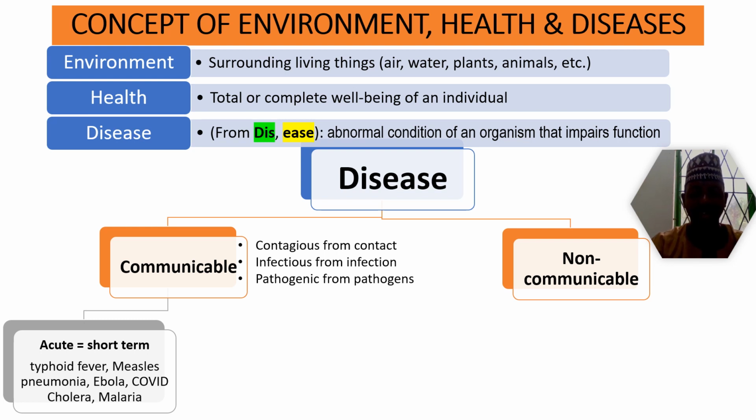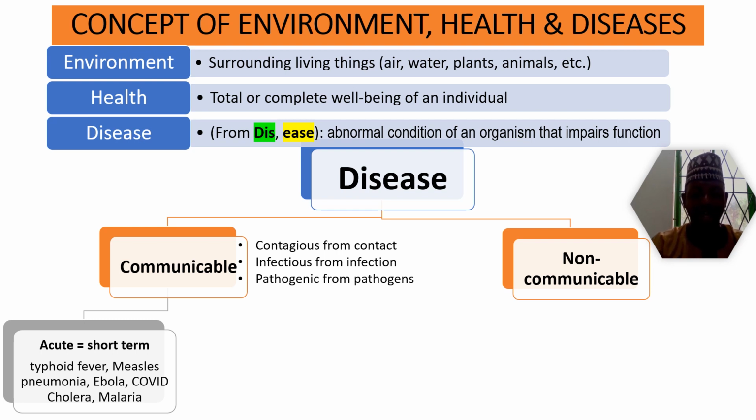On the other hand, non-communicable diseases cannot be acquired through body contact. Therefore, they are not contagious. They are not caused as a result of infection. They are not infectious, and they are not caused by pathogens. Therefore, they are non-pathogenic. Now, all these diseases, communicable diseases or non-communicable diseases, can occur in two forms. They can occur in the short term, that is acute. So communicable diseases can be acute.